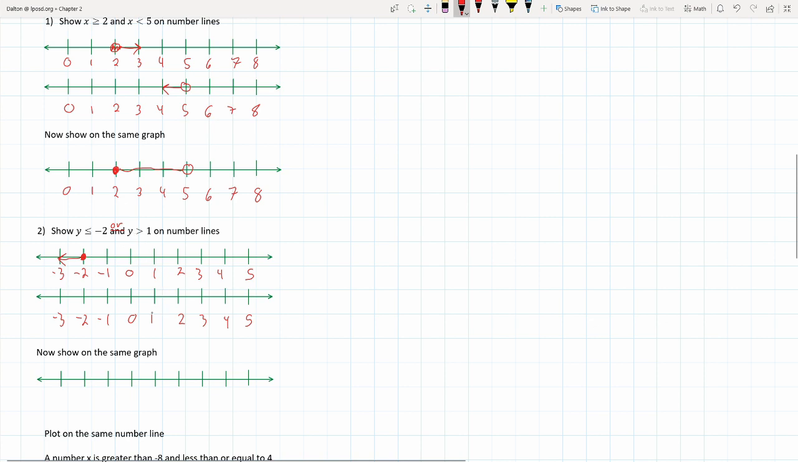Y is greater than 1. So there's no equals to sign. I'm going to put an open dot because it's at 1, and I'm going to the right because 2 is greater than 1. Now I'm going to combine these on the same graph. This is -3, -2, -1, 0, 1, 2, 3, 4, 5. Open dot, going to the right. Closed dot, going to the left.